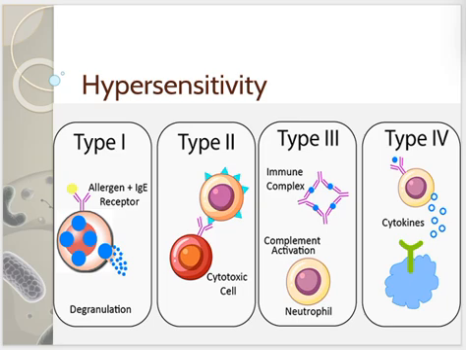Type 2 is about antibodies targeting cells directly, causing damage. Type 3 centers on immune complexes that activate neutrophils and cause tissue injury. Type 4 is a delayed response where T cells release cytokines to affect target cells. Understanding these types helps us grasp how immune responses can sometimes backfire.